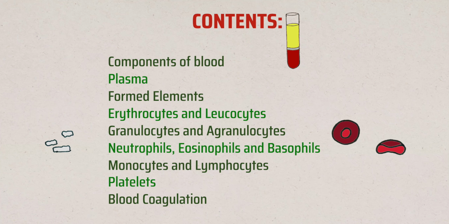In this video, we will discuss components of blood: plasma, formed elements, red blood cells, white blood cells, and platelets. Additionally, we will also discuss blood coagulation in detail.